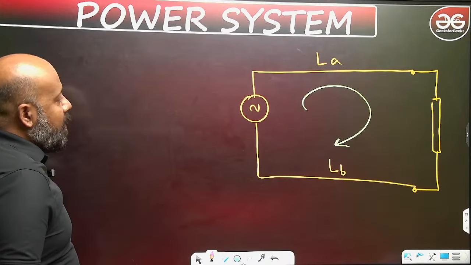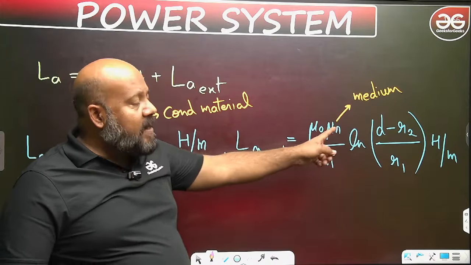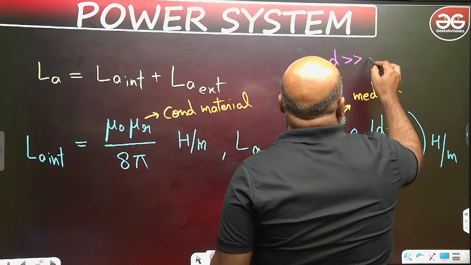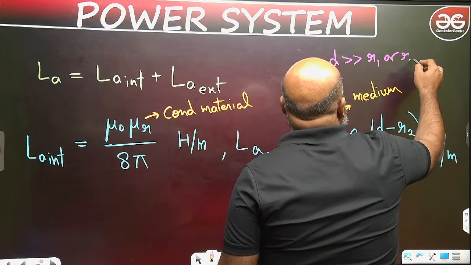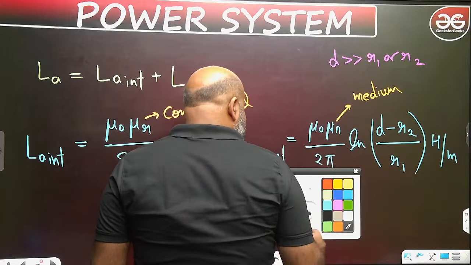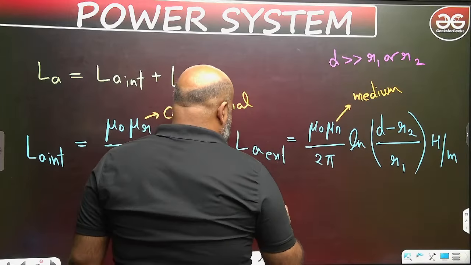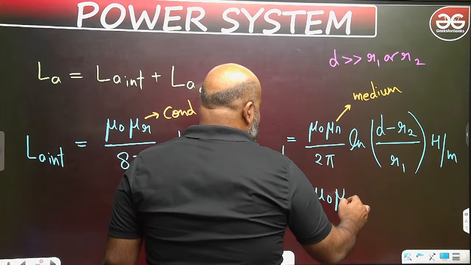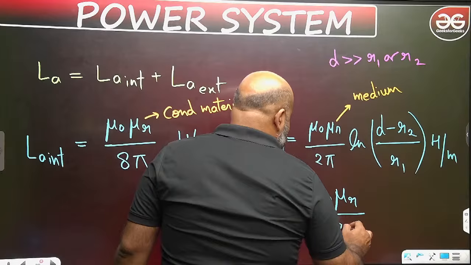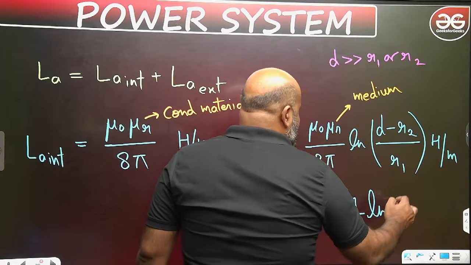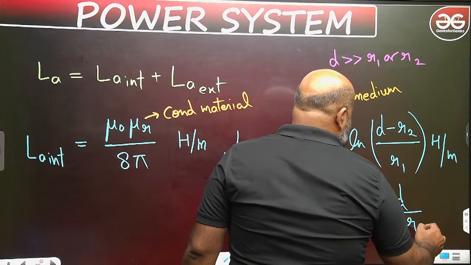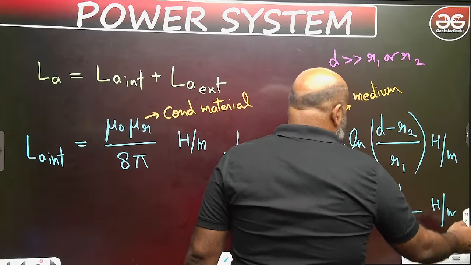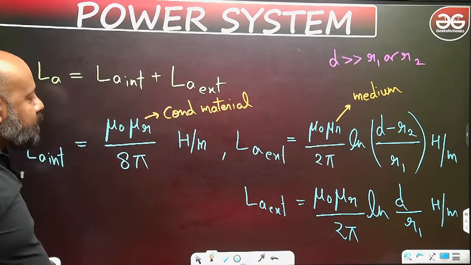Now you see, most of the time D is going to be very, very large in comparison to R1 or R2. So instead of writing like this, you can directly write L_A external as mu naught mu r upon 2 pi ln D upon R1, or simply R, whatever you want, Henry per meter. I hope it is clear.